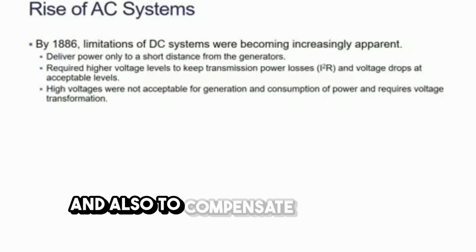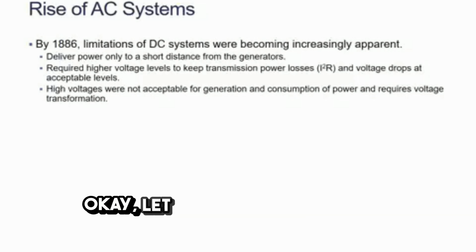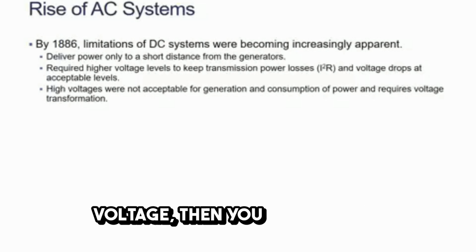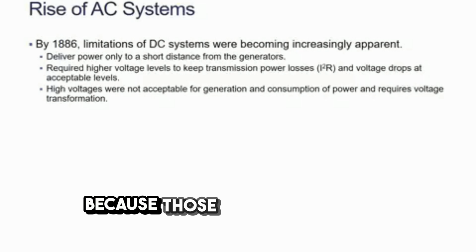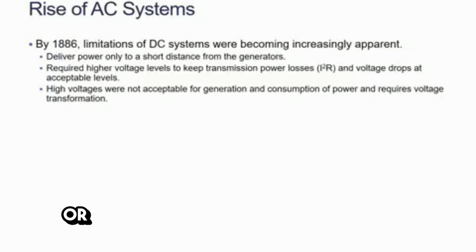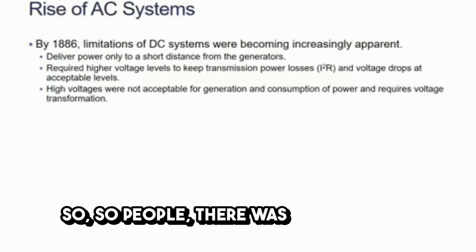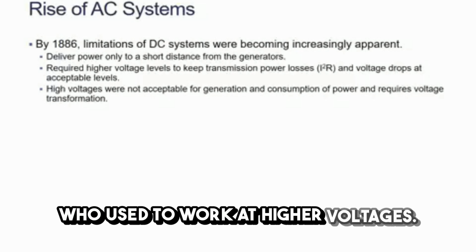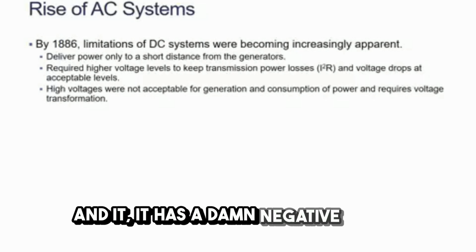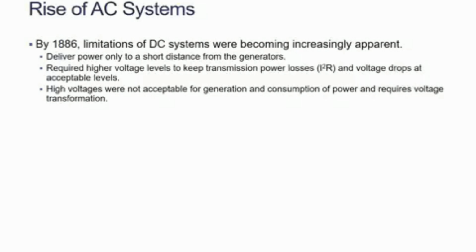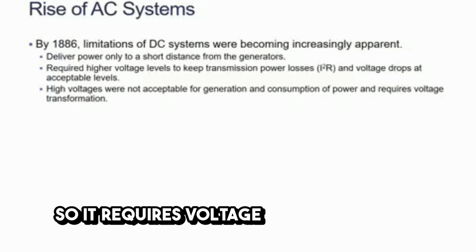So it doesn't make sense to allow a DC system to travel more. To compensate, people thought, okay, let us generate at a higher voltage. But in those days there was no converter or anything of that sort, and no appliance used to work at higher voltages, and it can also damage appliances. So it requires voltage transformation.